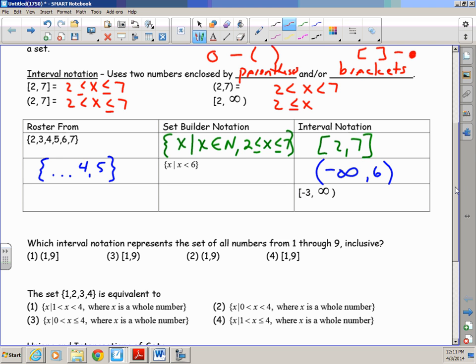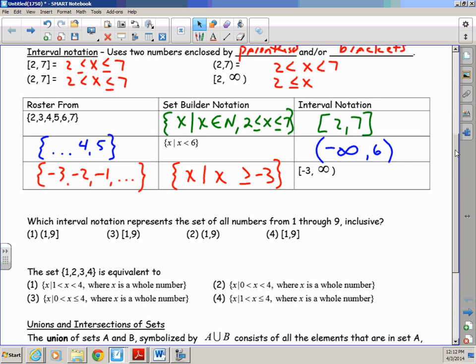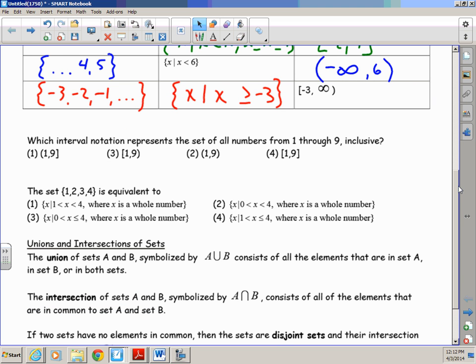And then if I'm from negative 3 inclusive to infinity, that means it's negative 3, negative 2, negative 1, dot, dot, dot. Okay? And x is all numbers greater than or equal to negative 3. Now, some of this doesn't perfectly align because you have decimals and fractions in between, but I don't want to overly analyze this.